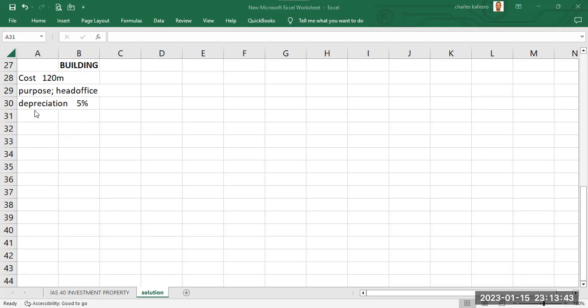So let's try to compute the depreciation first. The depreciation is going to be 5% multiplied by the 120 million. This will give us depreciation expense of 6 million. And this depreciation expense of 6 million will be taken to the income statement as an operating expense.